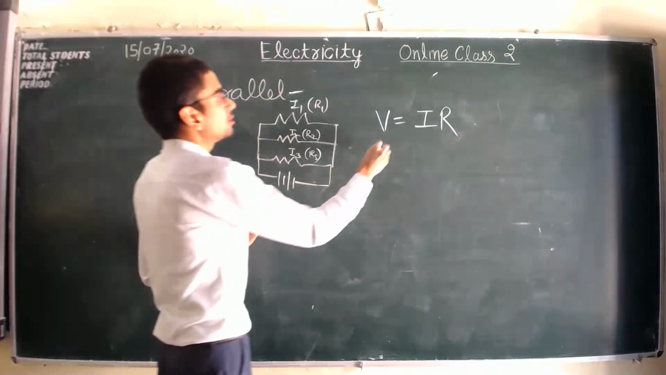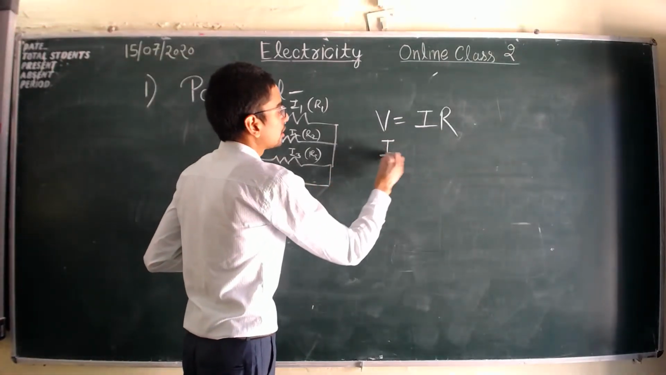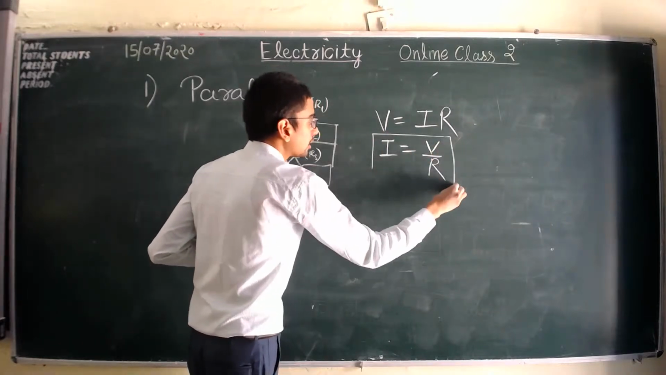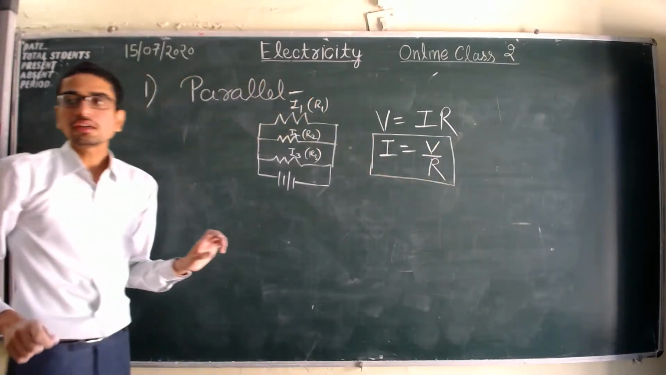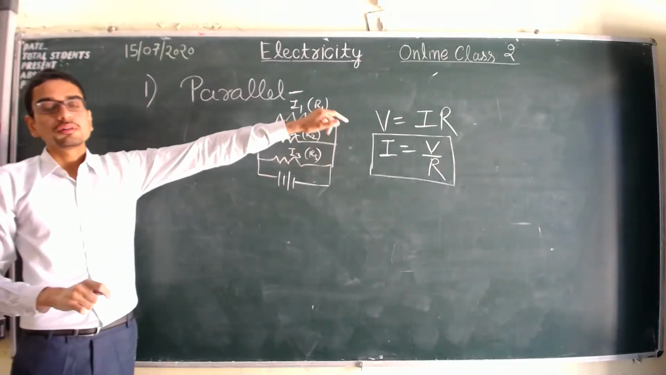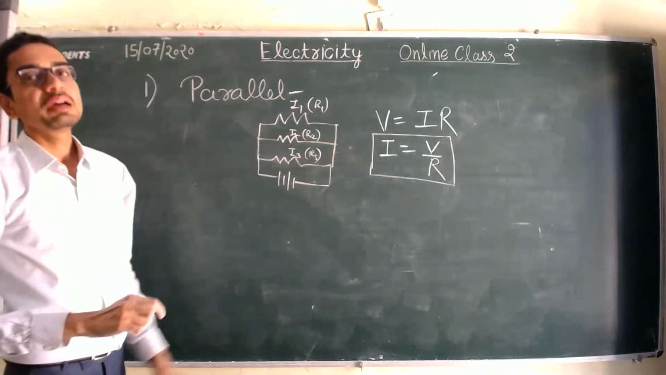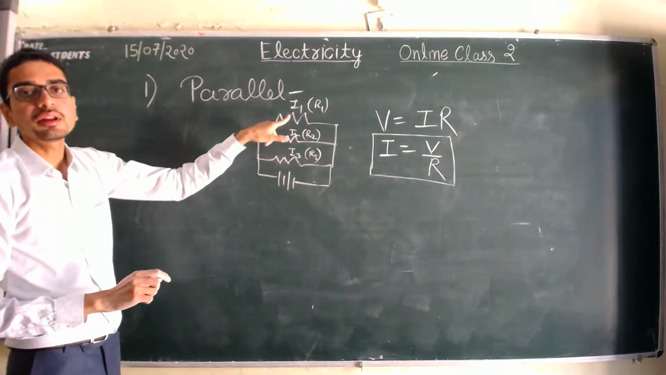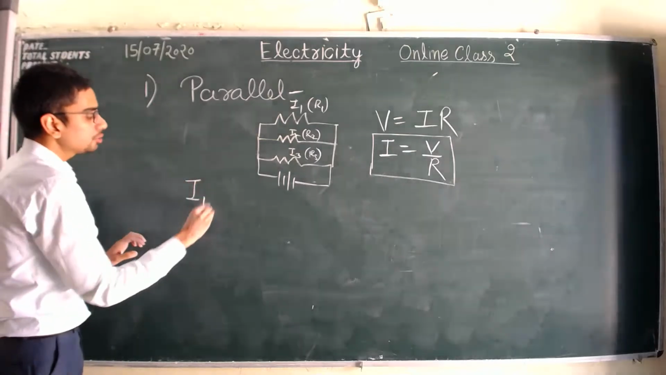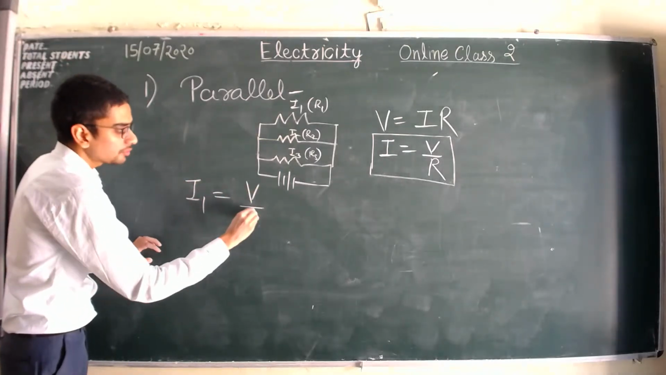You can find out the value of I. V by R. This is the value of total current. Because in this circuit the value of current is different, we will find out the value of current. I is equal to V by R. In the first resistance, what is the value of current? I1 is equal to V upon R1.